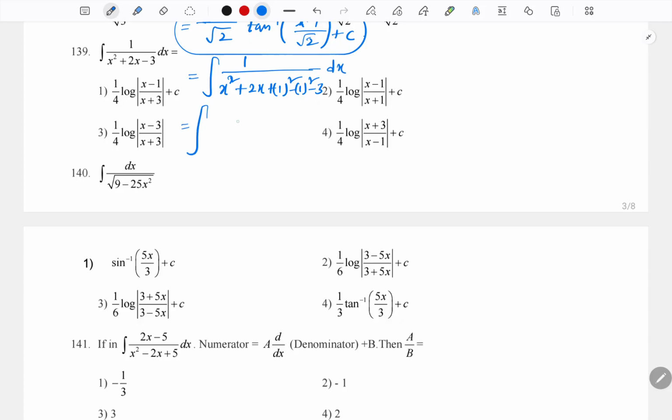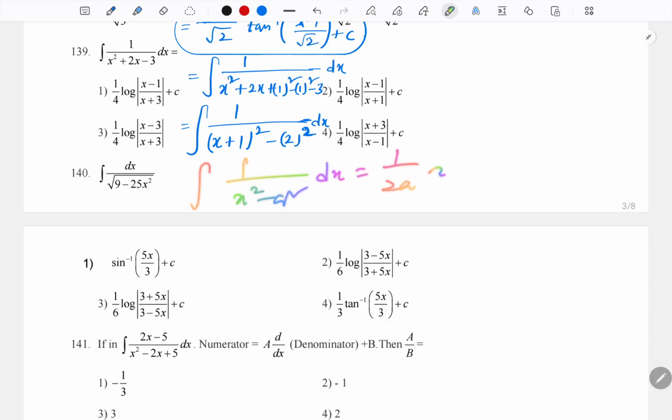Then integral, first this one goes to a plus b whole square, right? Now a is x and b is 1, x plus 1 whole square, then the remaining is minus 1 minus 3, minus 4. So minus 4 we can write as minus 2 whole square, both are the same. Then it is in the standard form, right? What is this standard form here? It looks like integral 1 by x square minus a square dx. What is the simplest form? The general form: 1 by 2a log mod x minus a by x plus a plus c. This is the general solution, right?